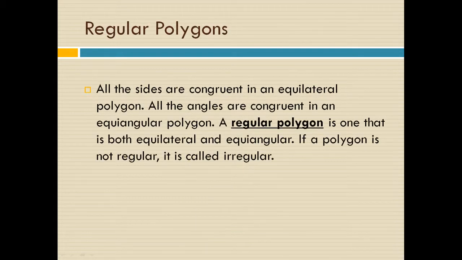All the sides are congruent in an equilateral polygon, just like an equilateral triangle has equal sides. And the angles in an equiangular polygon, just like an equiangular triangle. A regular polygon is a whole lot like an equilateral or equiangular triangle. All regular polygons, no matter how many sides they have, all the sides are equal and all of the angles are equal. If a polygon is not regular, it's irregular.